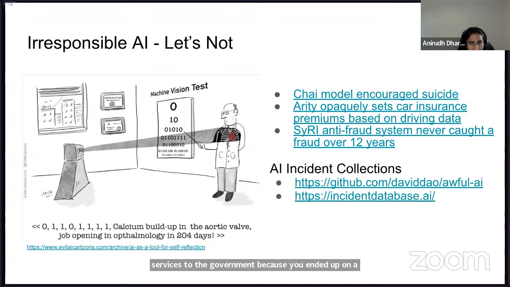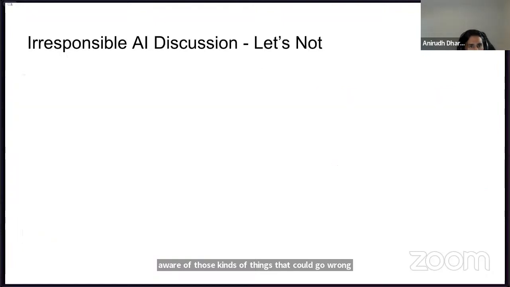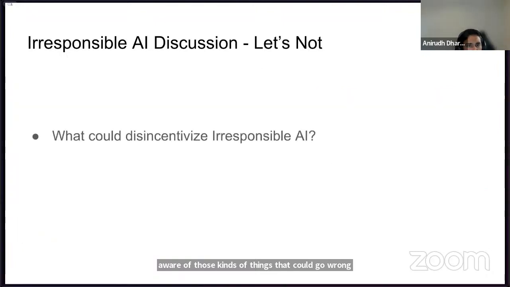Chip shared a couple of incident collection databases that are depressing but useful. It's good to be aware of those kinds of things that can go wrong, those failure modes for the systems that we build. So let's jump into discussion real quick. What do you think would disincentivize irresponsible AI?